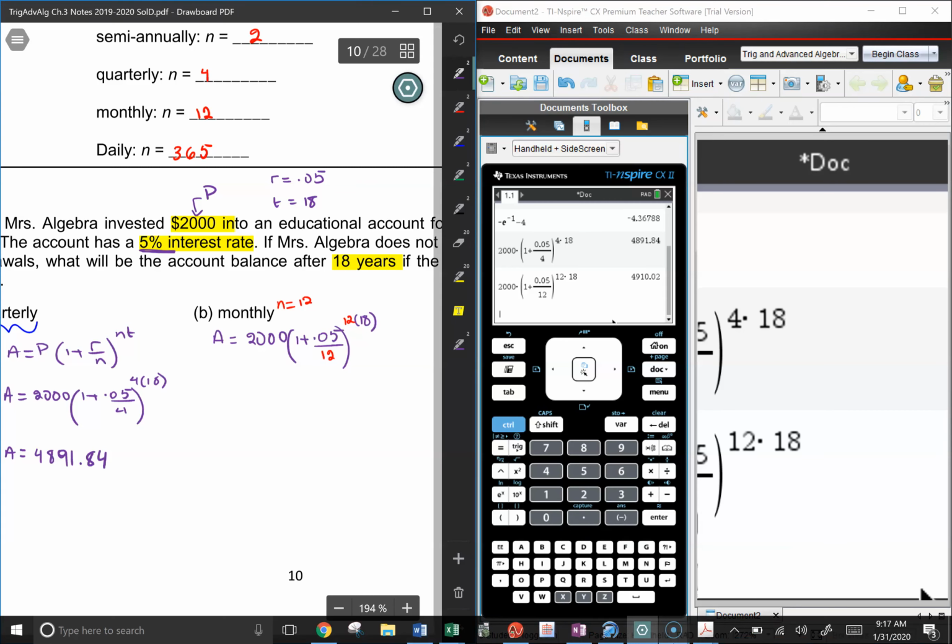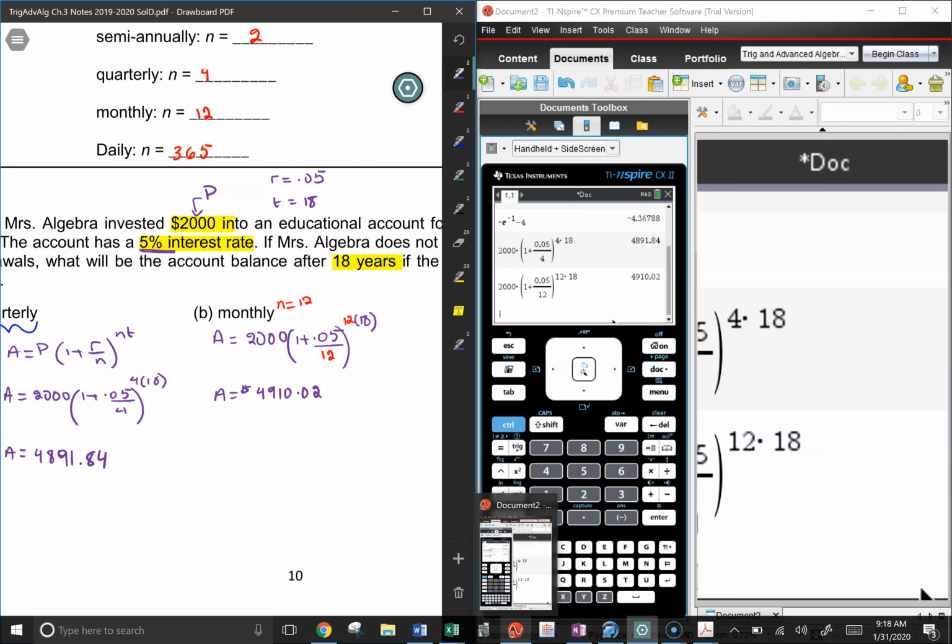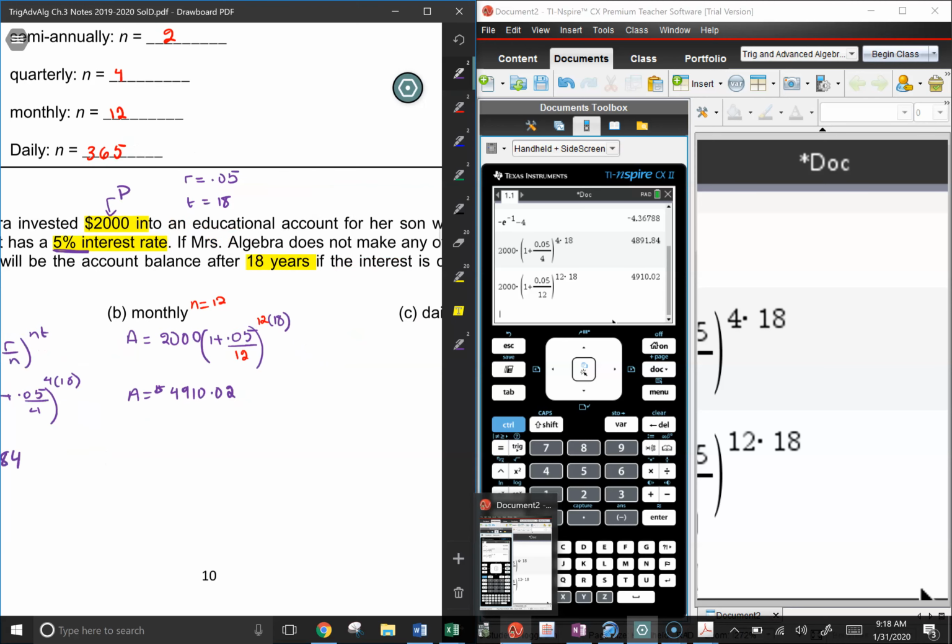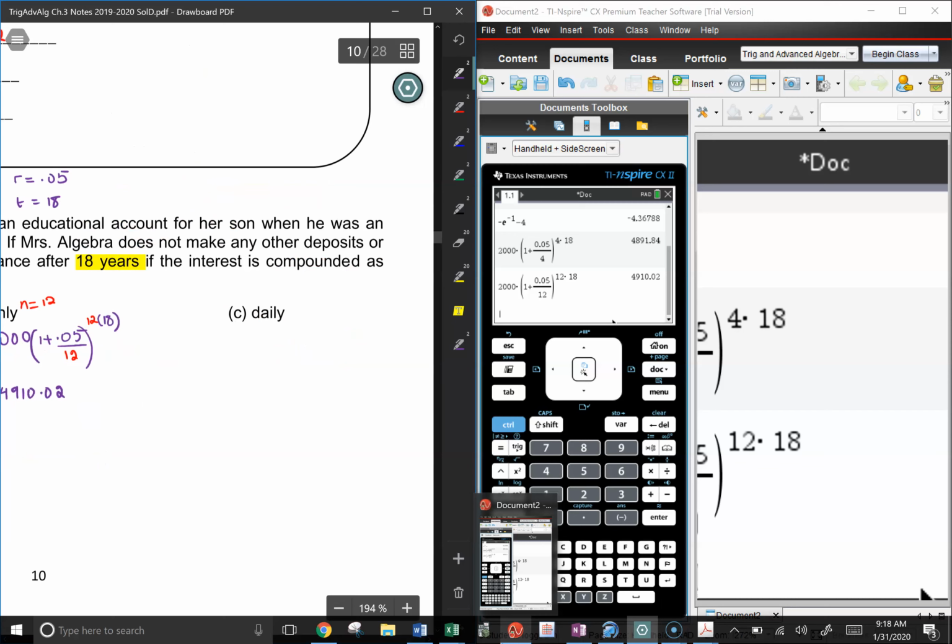So now, A is $4,910.02. So from going from quarterly to monthly, right, we were getting 892-ish. Now we're getting more money. Okay, so next it's daily. A is, what's N now? 365. So 2,000 over 365.